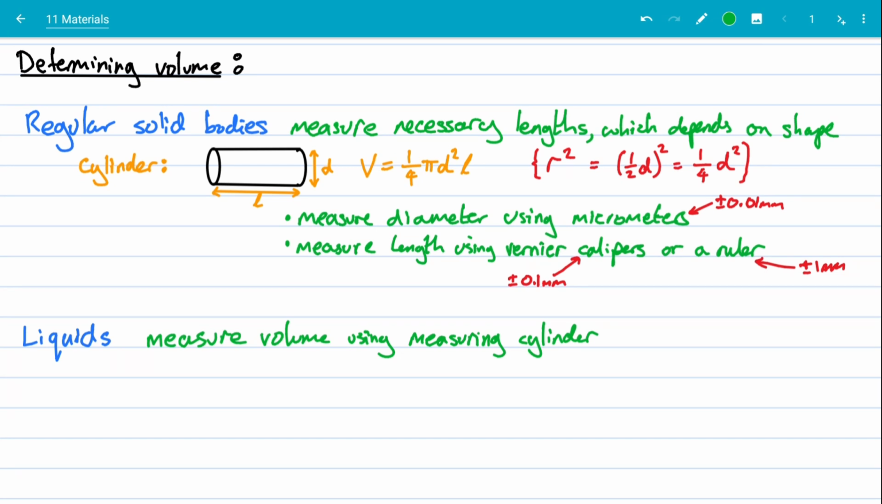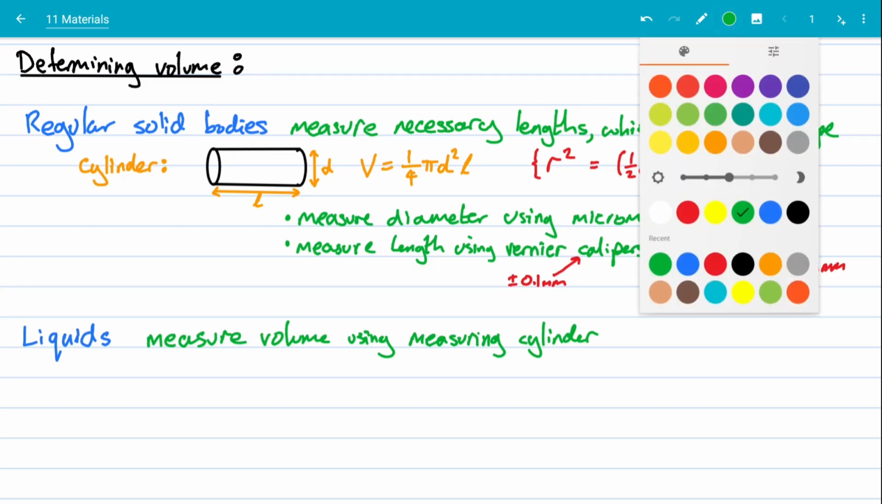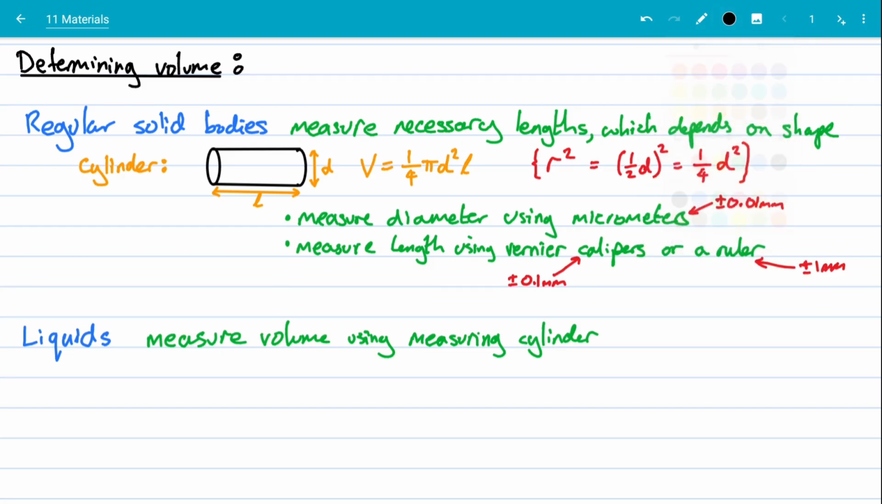Measure volume using the measuring cylinder. Done. Now, when you measure using a measuring cylinder, you do have to be careful, because with liquids, there will be a meniscus, and depending on the liquid, the meniscus might be a curving down meniscus or a curving up meniscus. It's not straightforward. So let's just draw it like this.